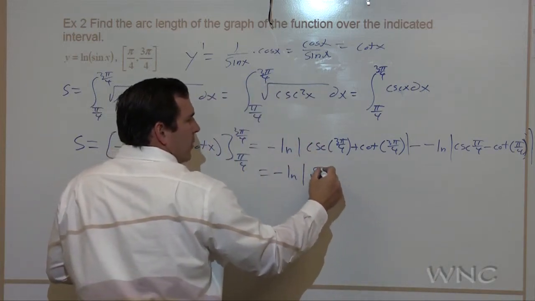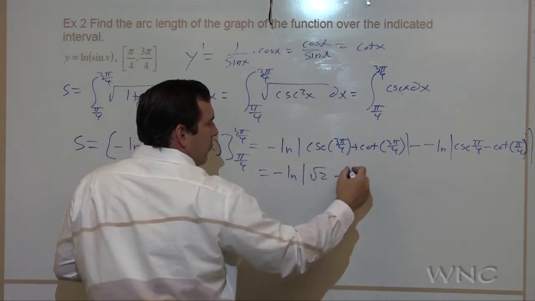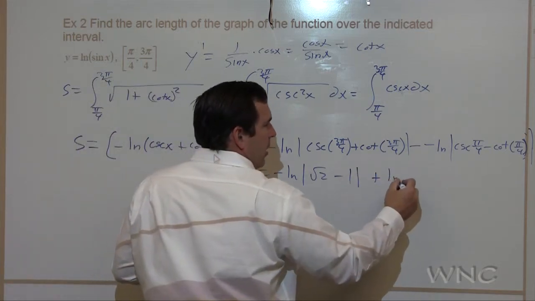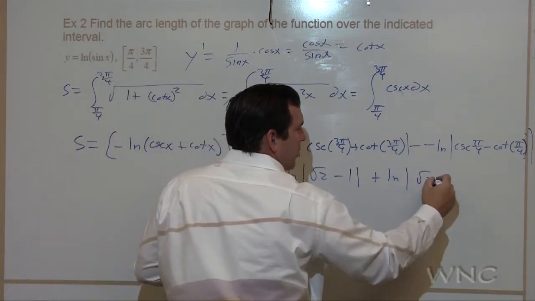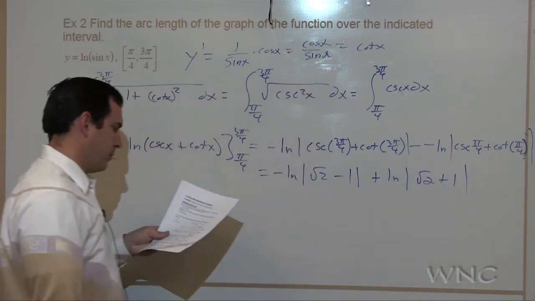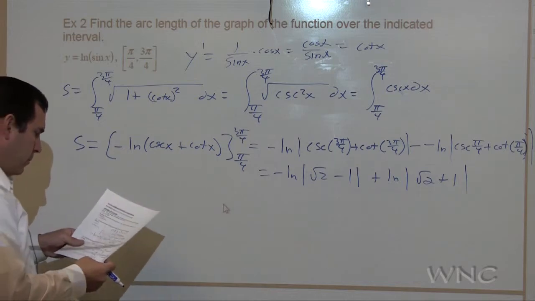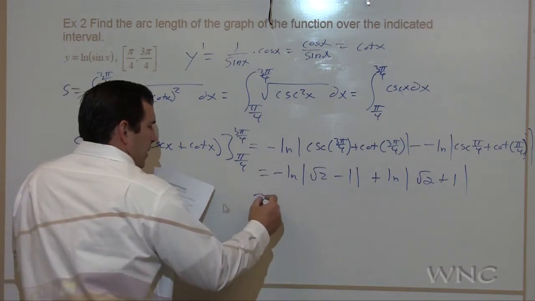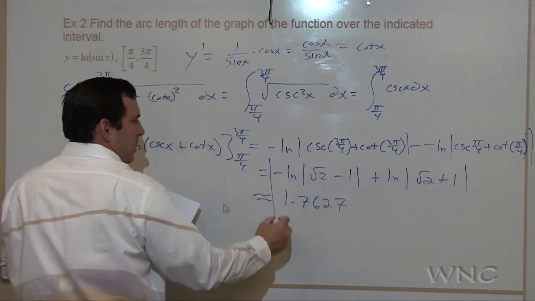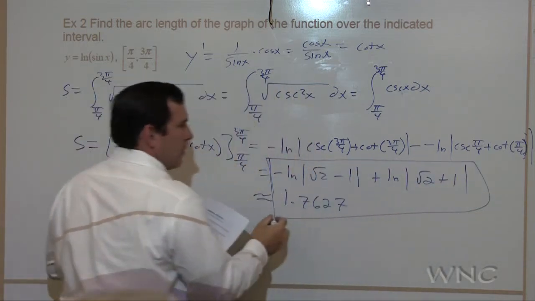Cosecant of 3 pi over 4 is square root of 2. Cotangent of 3 pi over 4 is negative 1, so we minus 1. Plus the natural log of the absolute value, this is going to be square root of 2 plus 1. This comes out to be 1.7627. So this is the exact answer here versus the decimal approximation.